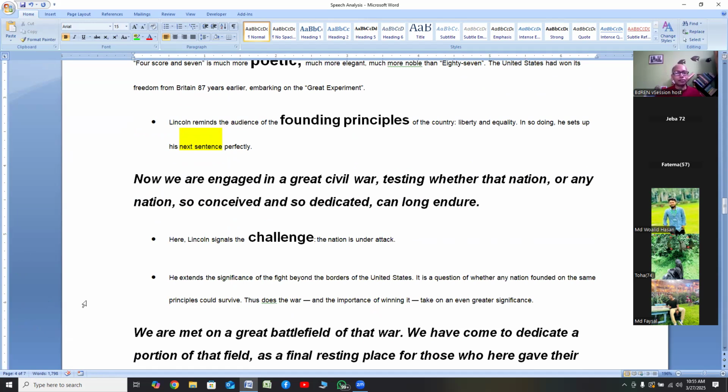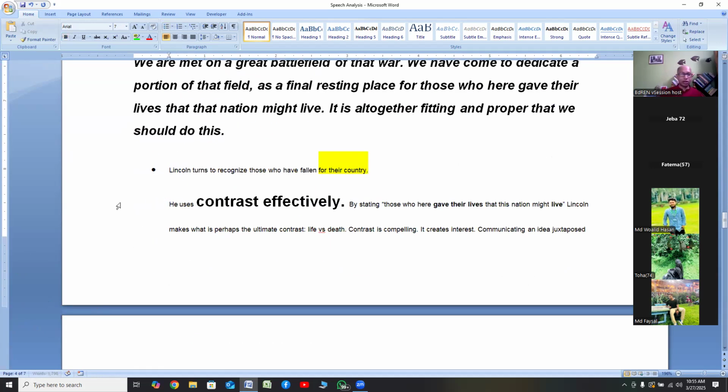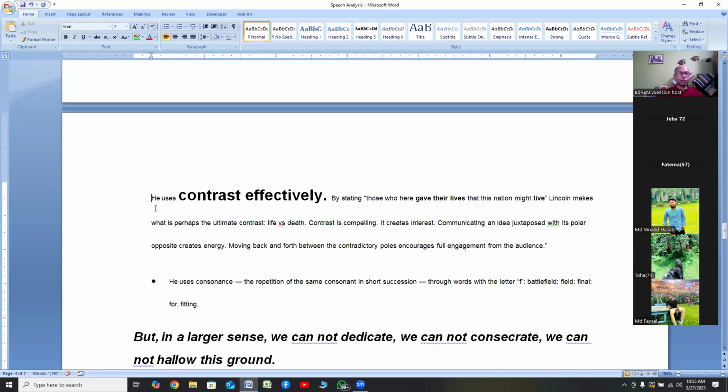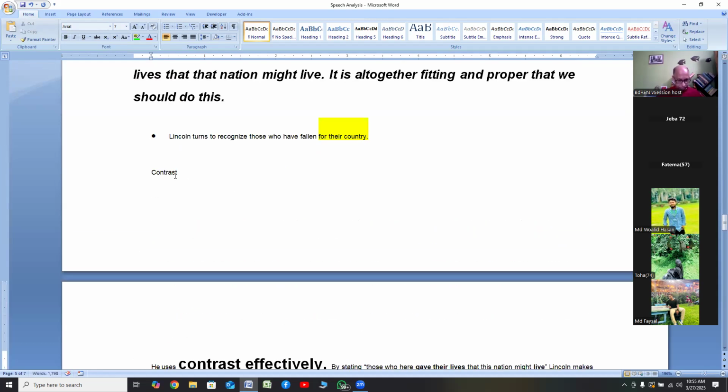Now come to the next point, contrast. This is the third point. That is how Abraham Lincoln makes contrast between the past and the present. Contrast is essential to make your speech effective, number one. Number two, contrast is essential to sustain the attention of the audience.